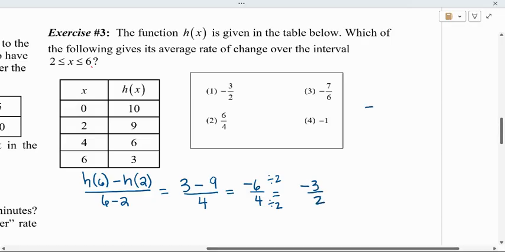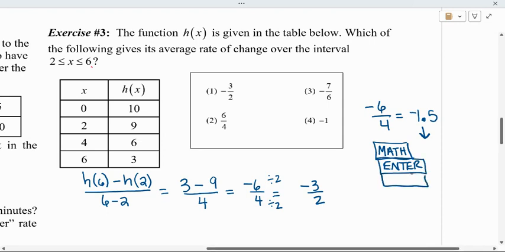If you just put -6 divided by 4 in your calculator, you're going to get -1.5. Turn it into a fraction. That's your math button. And then you just press the enter button twice. The first one says, do you want your answer as a fraction? The second one gives you your fraction.